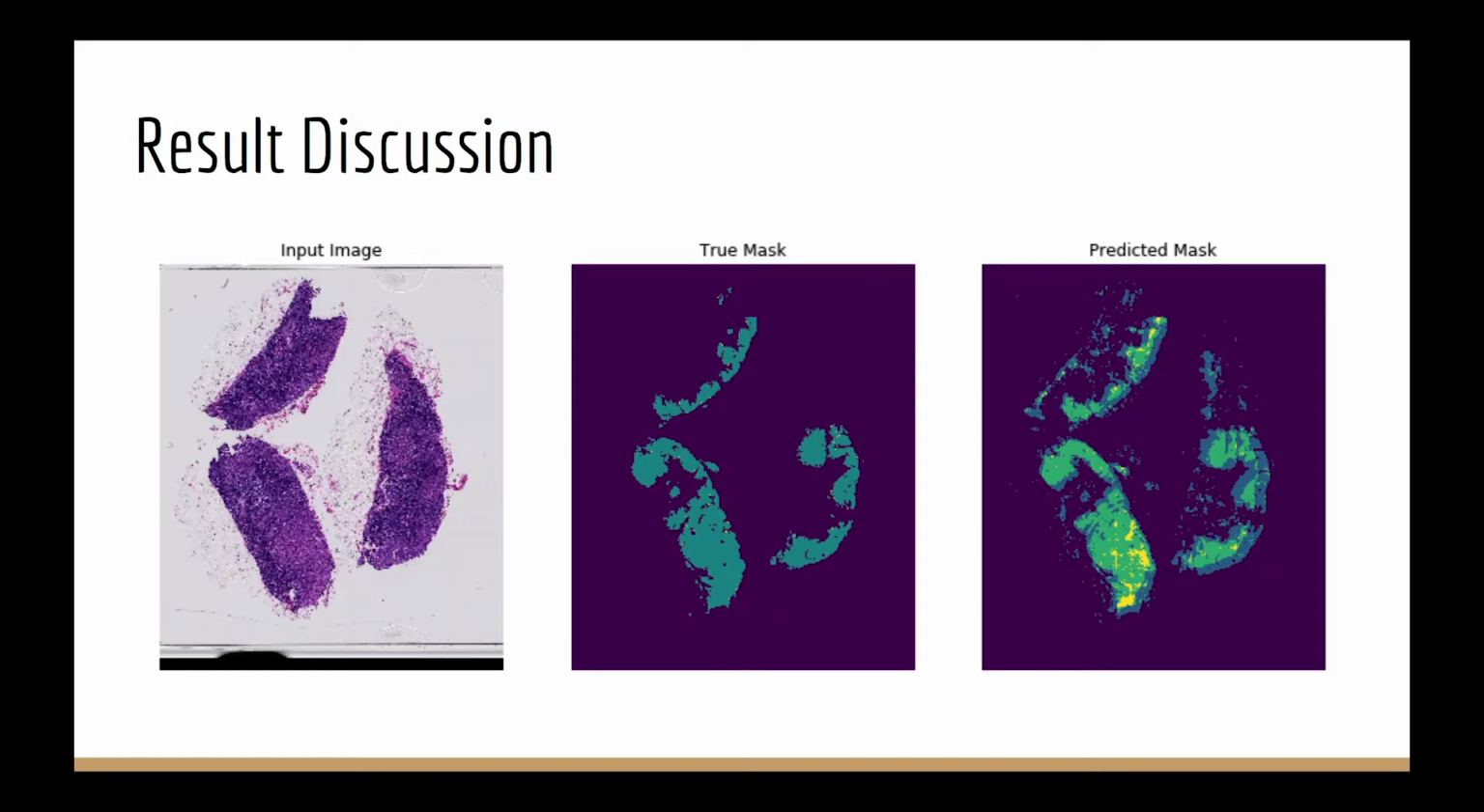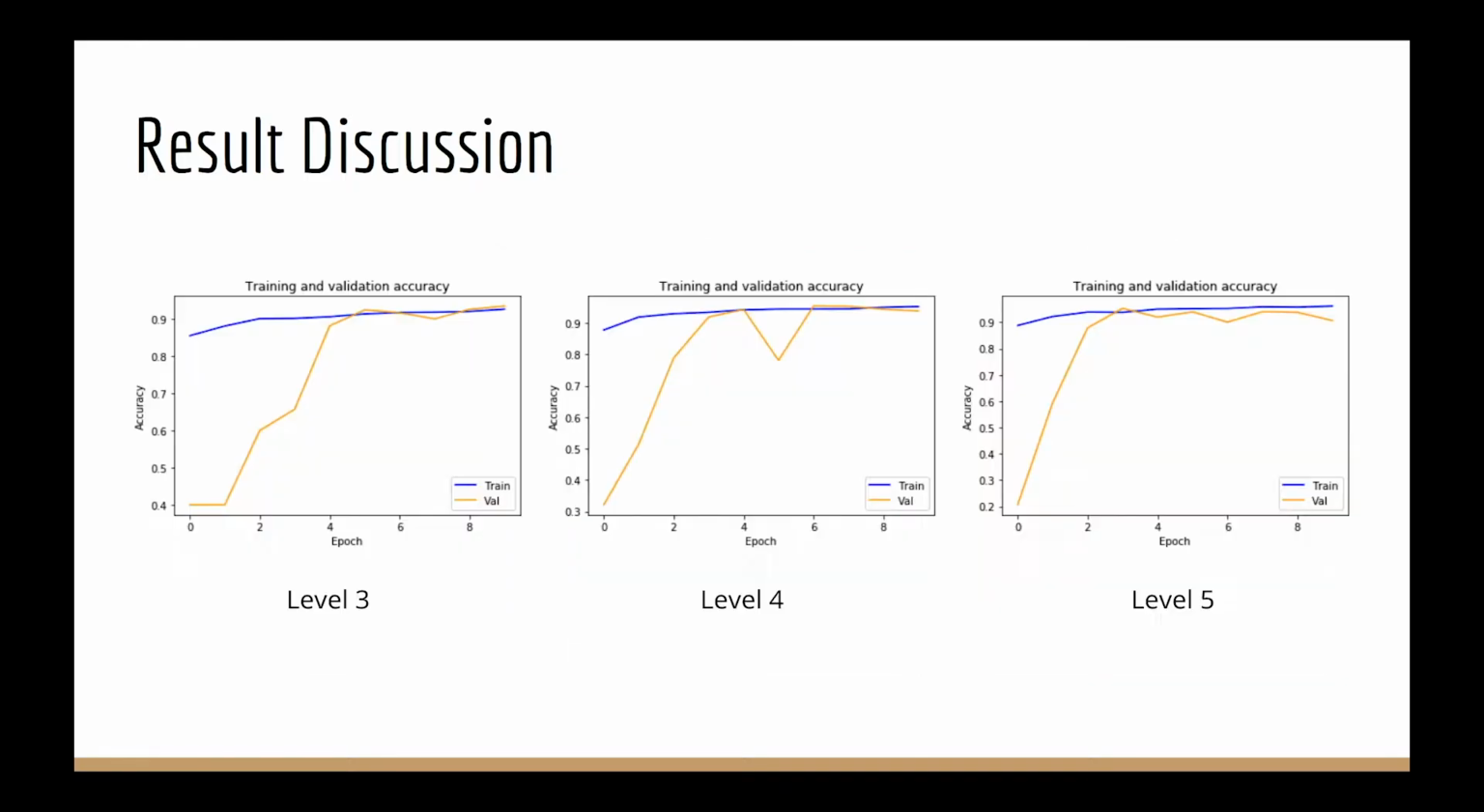Here's our result. On the left, we have the gigapixel input image stitched from small patches, and the ground truth is shown in the middle. On the right, we have the predicted masks generated by the models trained with 3 different levels of patches, as you can see in the colors blue, yellow, and green, indicating levels 3, 4, and 5. This is our training curves. We trained all 3 levels with 10 epochs.